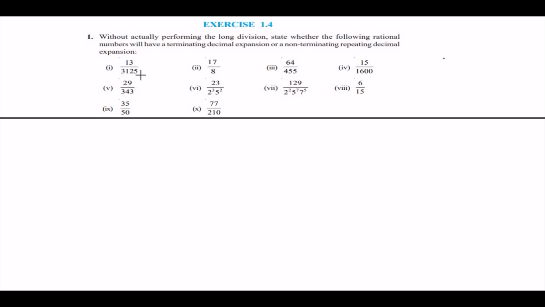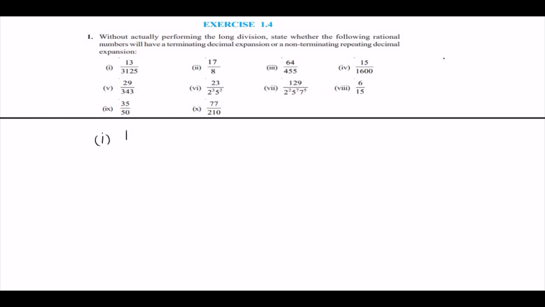So in the theorem you have learned, after we factorize the denominator, if the denominator is of the form 2 raised to m, 5 raised to n, then you can say it has a terminating decimal expansion. And if the denominator is not of the form 2 raised to m, 5 raised to n, then you can say it has a non-terminating repeating decimal expansion. So let's check with the first question.